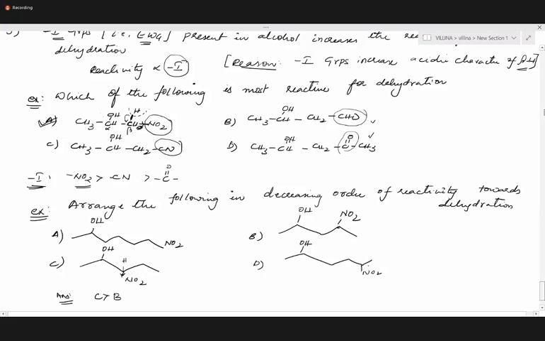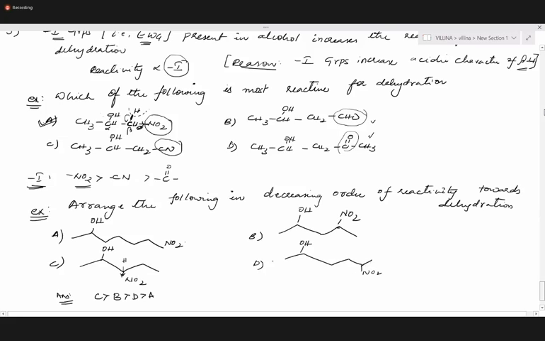So C, B, and between A and D, D is one carbon nearer to the OH group than A. So CBDA will be our answer. C greater than B greater than D greater than A in terms of reactivity.